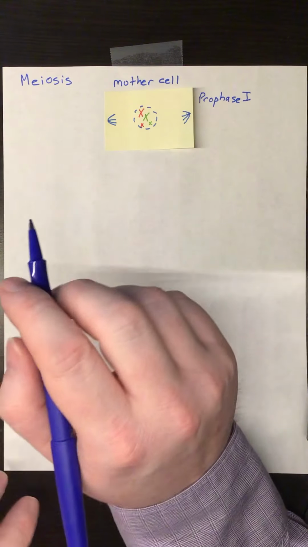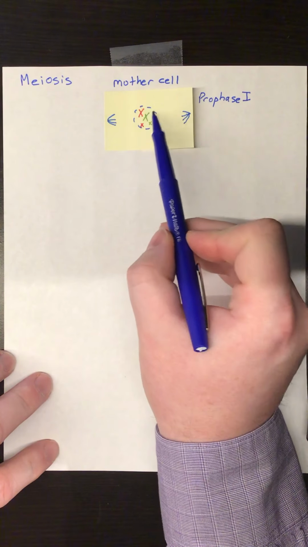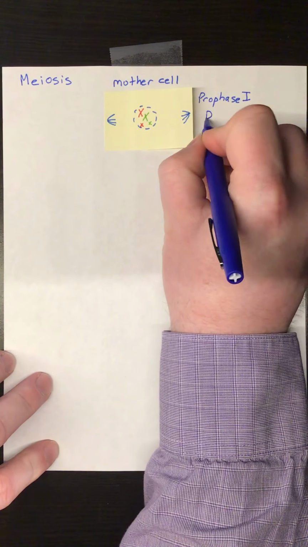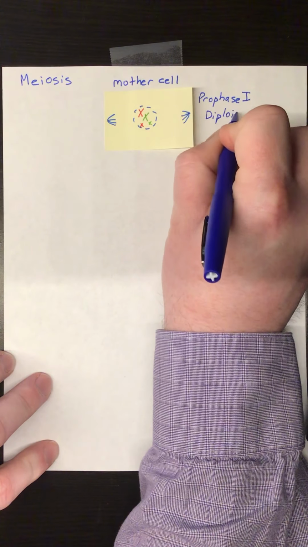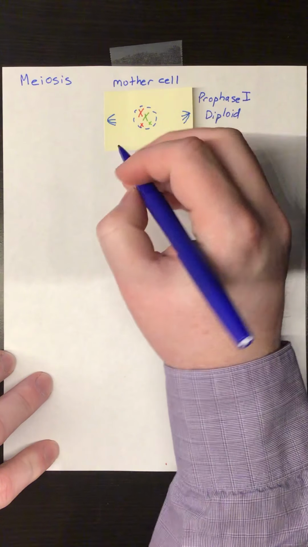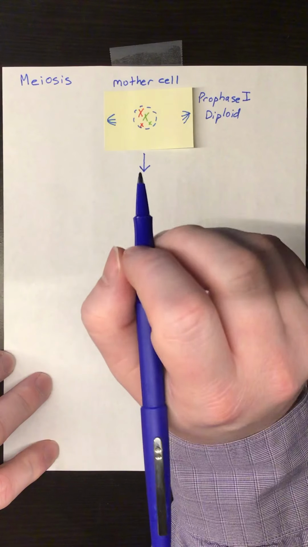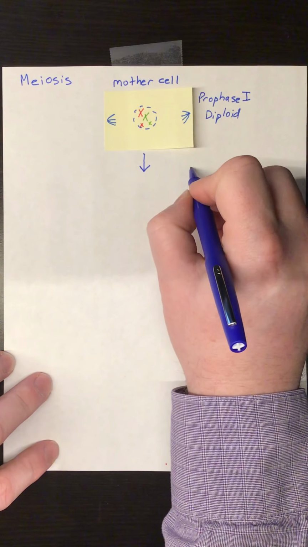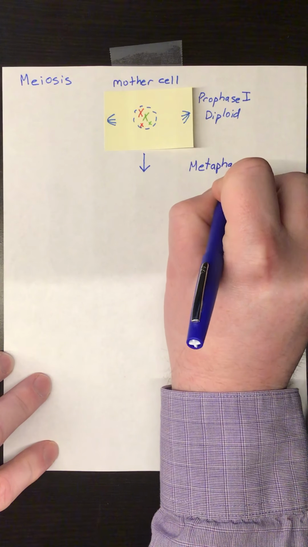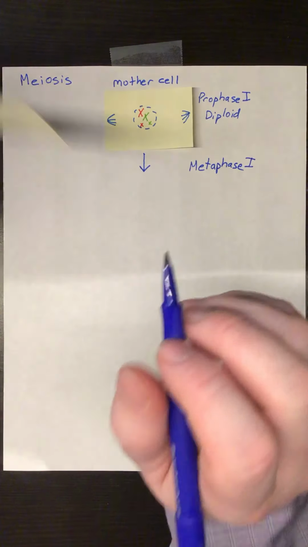Now, at this point in the cell's life, the cell has 2 sets of chromosomes, a big one from mom, a big one from dad, a little one from mom, and a little one from dad. So we call this diploid, meaning 2 sets. Then, after prophase, we know that the DNA is going to get organized along the middle. And that's called metaphase, where M stands for the middle. And this is going to be metaphase 1 the first time.